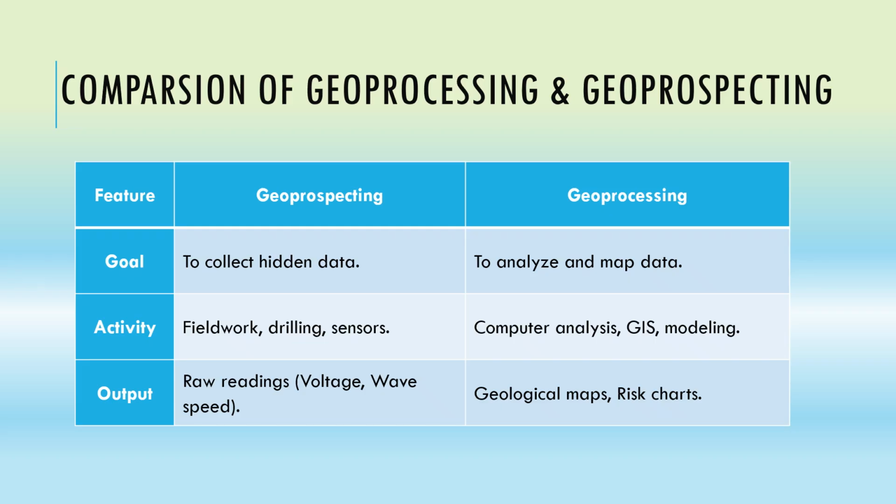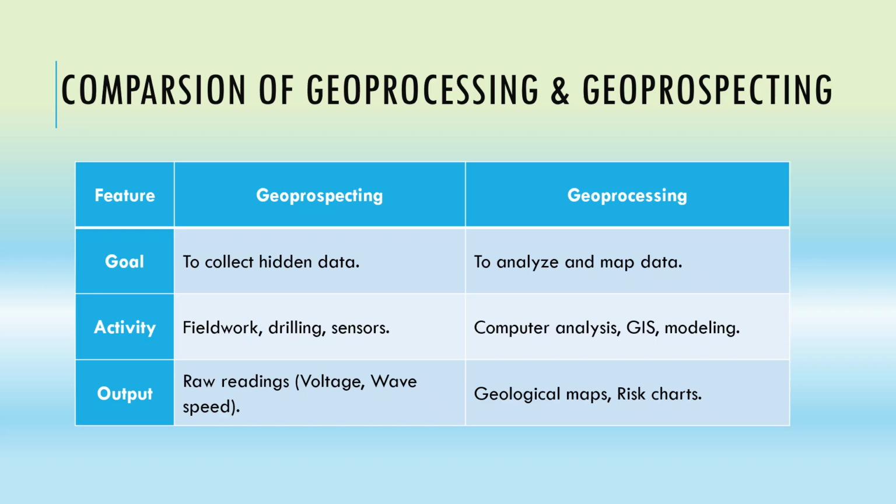But geoprocessing is only computer analysis, where you put the raw data in layer by layer, and the geographical information software will model it and give 3D models. The output for geoprospecting will be the voltage, as I said before, for example, electrical resistivity.